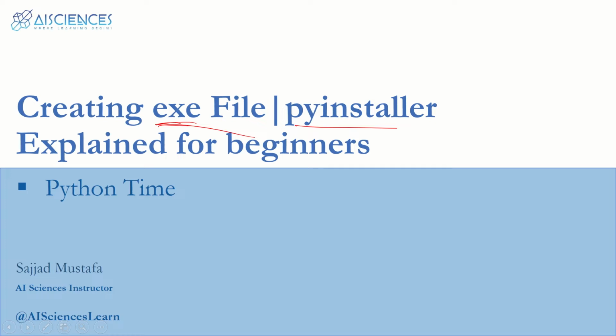or you want to send your file to someone, but you do not want the other person to have a look at your code. You just want the other person to use your code without looking at it. How is it possible? All you have to do is convert your Python file into an exe file.